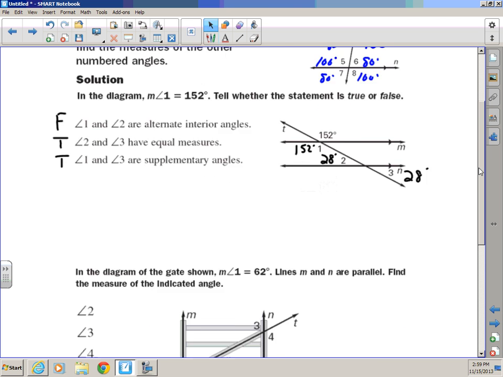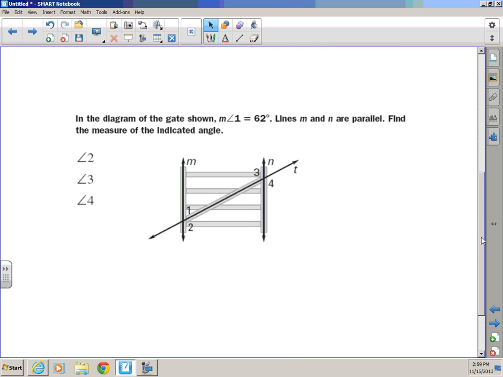And then finally, if I tell you the measure of angle 1 is 62 degrees, you should see that 1 and 2 form a straight line. So that's 118. Now, the parallel lines are vertical. If it helps you to turn your paper to see them horizontally, that's fine. 1 and 3 are same side interior, supplementary. 3 and 4 are vertical, so they're congruent.